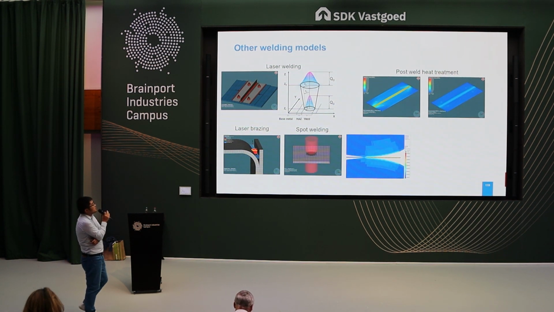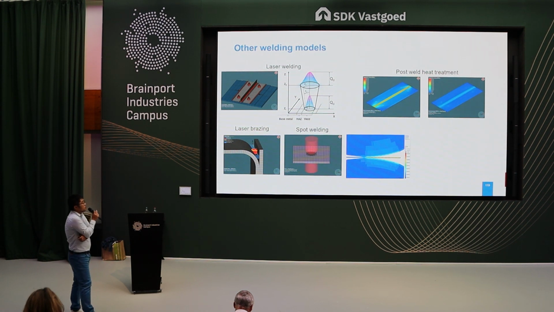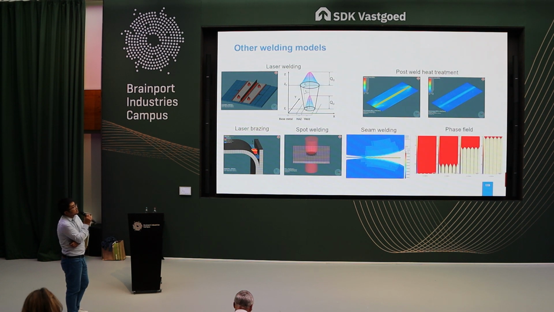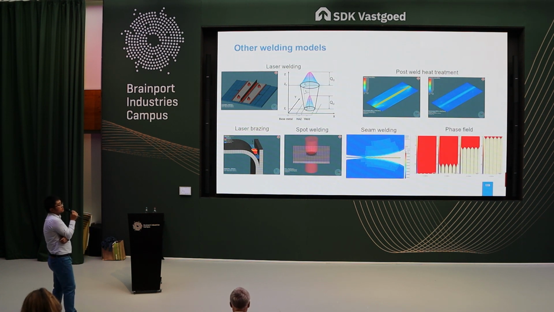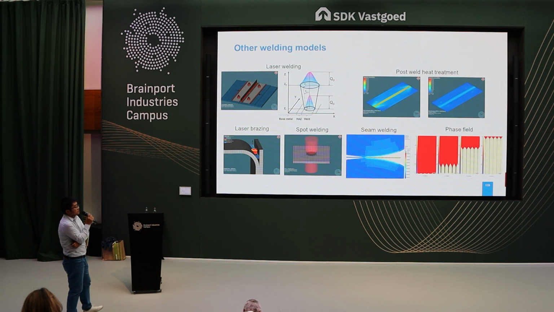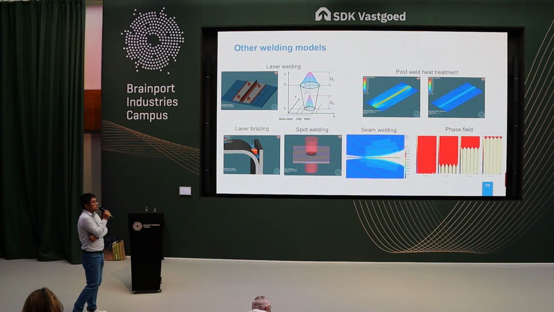Then we can also extend this spot welding model to a seam welding model. So basically this is a combination of a rolling process together with the resistance welding process, but then the contact resistance is very dynamic. And in the end, we also have the capability to conduct phase field modeling to simulate the microstructure evolution during solidification.